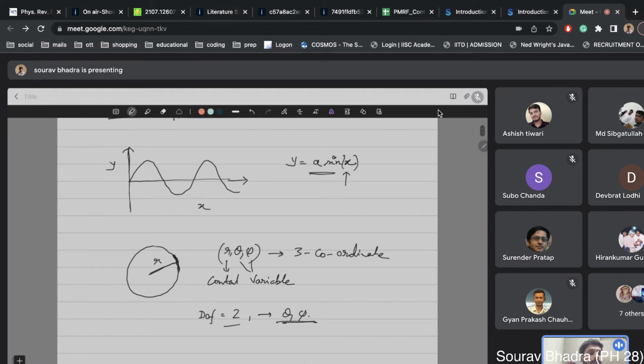Like in the second case also, the generalized coordinates are 3, r, theta and phi, but r is constant every time because it is on the surface. So the variables are only theta and phi, and the degrees of freedom is 2 for that case.